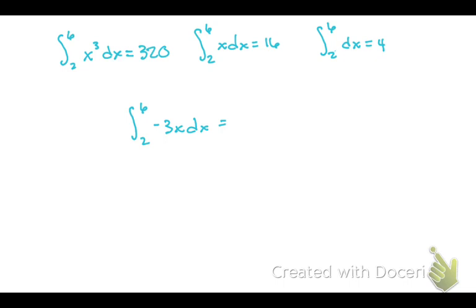So what can I do to that? Can't this negative 3 go out in front? Yeah. So I have negative 3 times the integral from 2 to 6 of x dx, which equals 16. So it's negative 3 times 16, so negative 48.